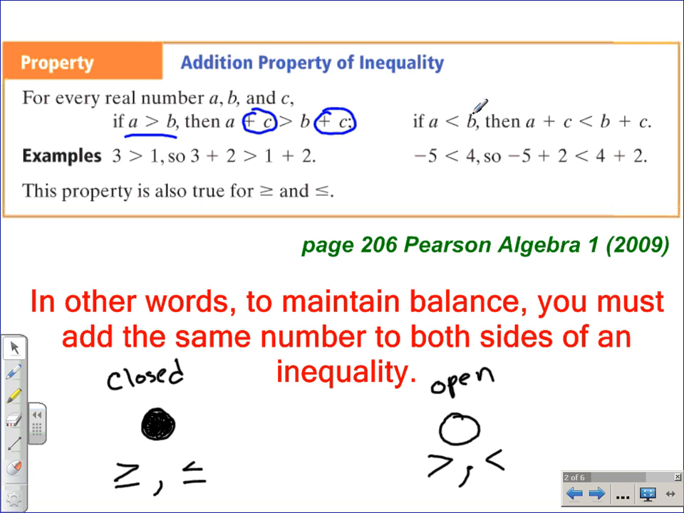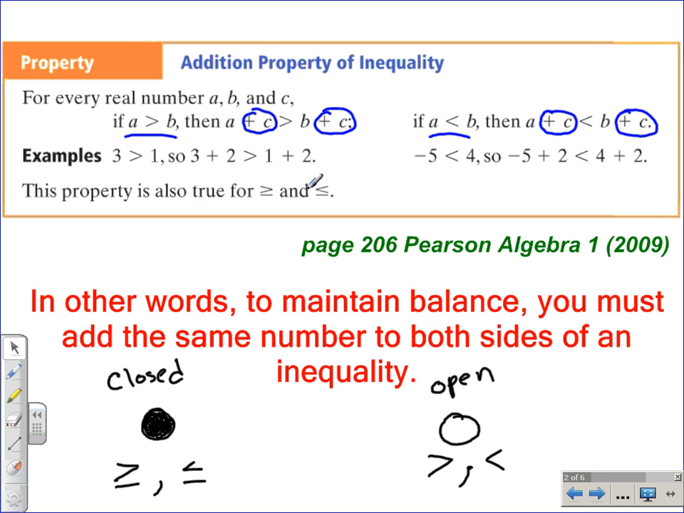In this other inequality, we start with a less than b. In the second one, we have a and b on the left and right-hand side, and we have added c to both sides here. What this means, similar to the addition property of equality, is that to maintain the balance, you must add the same number to both sides of an inequality. With variables, we've added c to both sides of the inequalities. This property is also true for greater than or equal to, and less than or equal to.